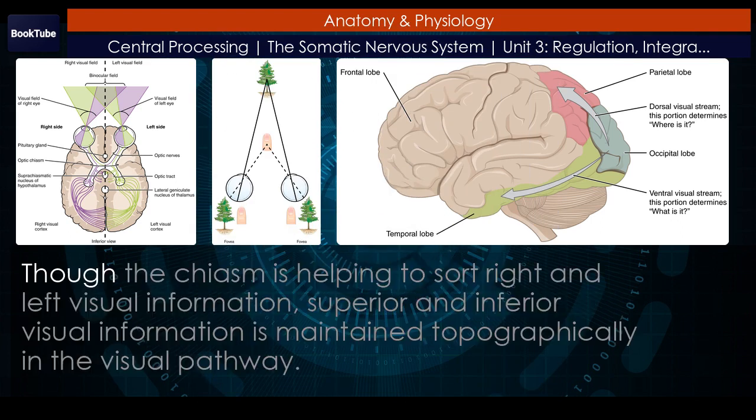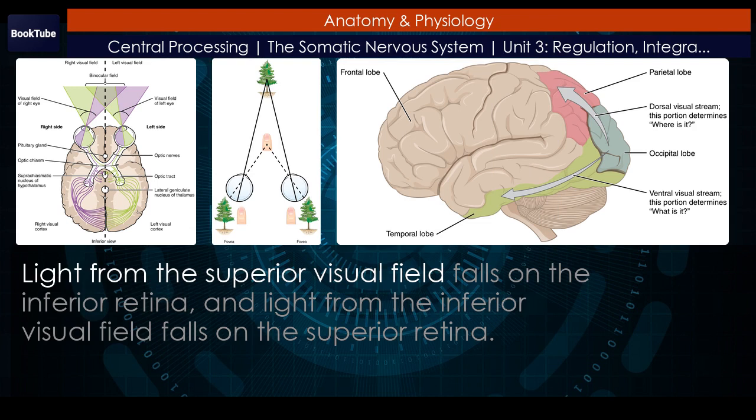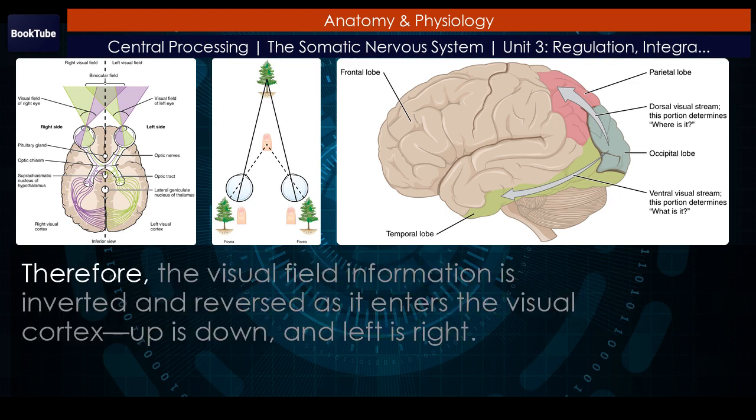See Figure 4. Though the chiasm is helping to sort right and left visual information, superior and inferior visual information is maintained topographically in the visual pathway. Light from the superior visual field falls on the inferior retina, and light from the inferior visual field falls on the superior retina. This topography is maintained such that the superior region of the visual cortex processes the inferior visual field and vice versa. Therefore, the visual field information is inverted and reversed as it enters the visual cortex. Up is down, and left is right.